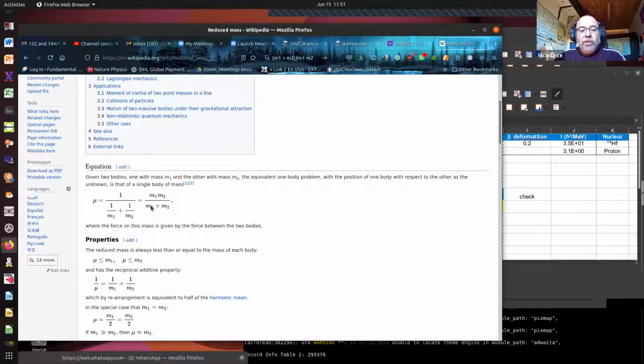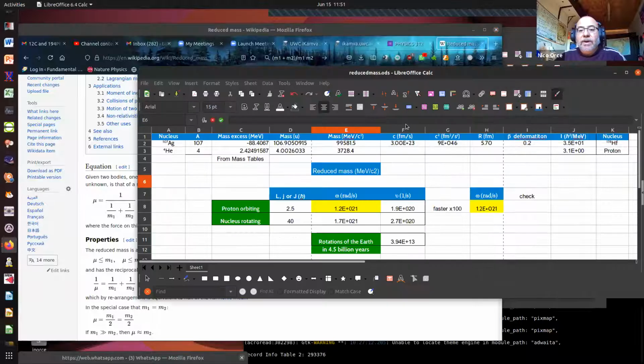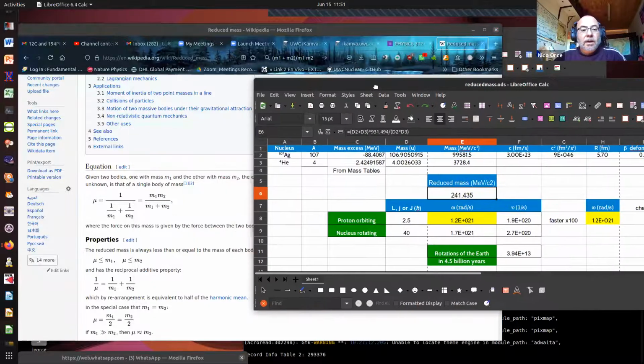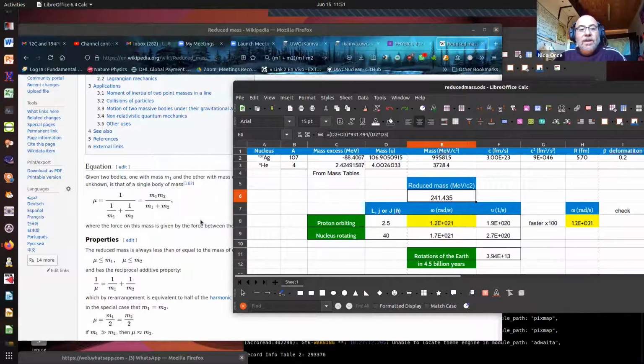M1, M2 times M1 plus M2. Let's see if I did it right. See, I did it wrong. So it's M1 times M2. That's why I multiply by 931 actually. M1 plus M2, right? So M1 M2 in the numerator, M1 plus M2 in the denominator.